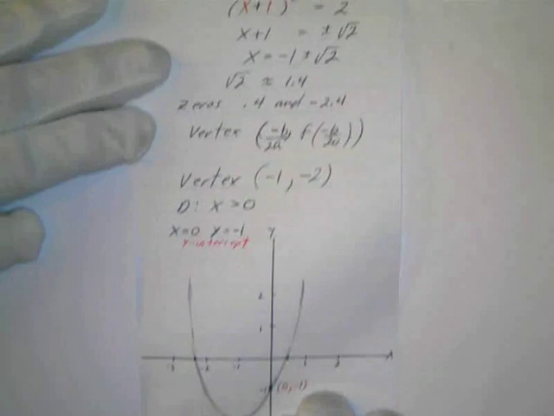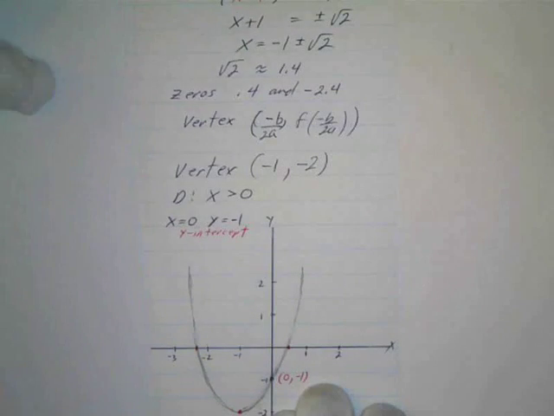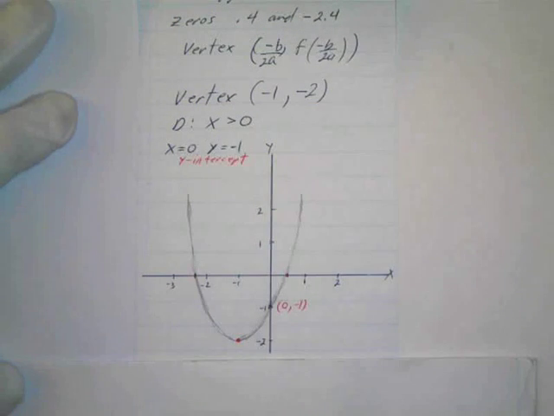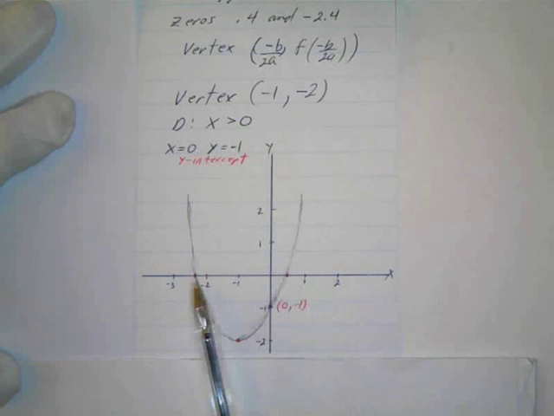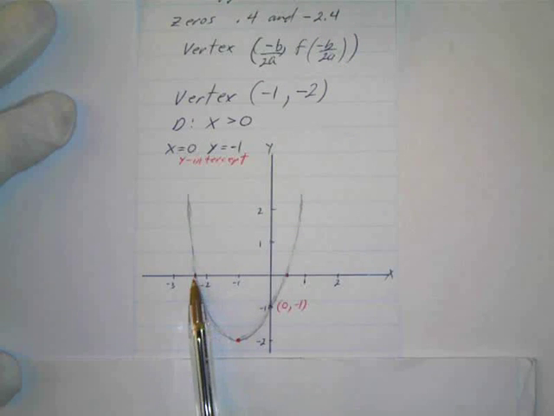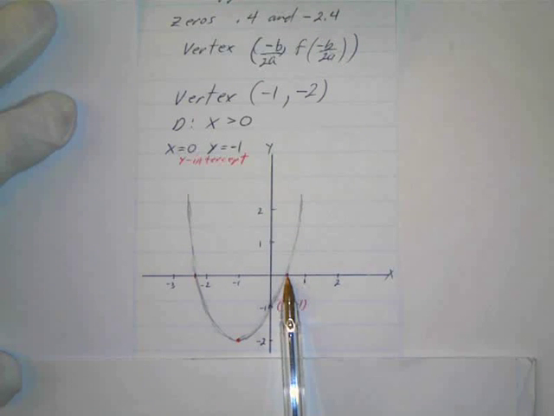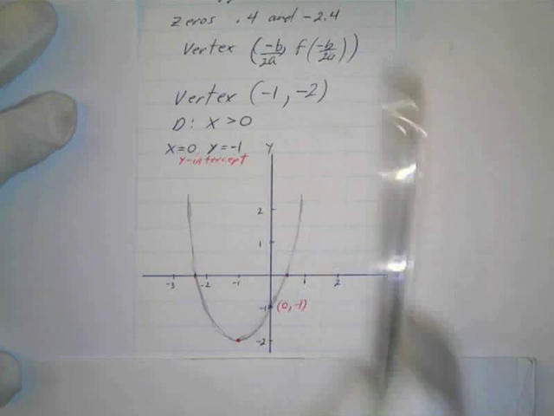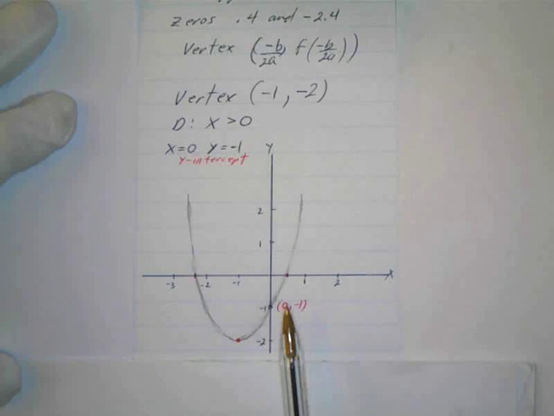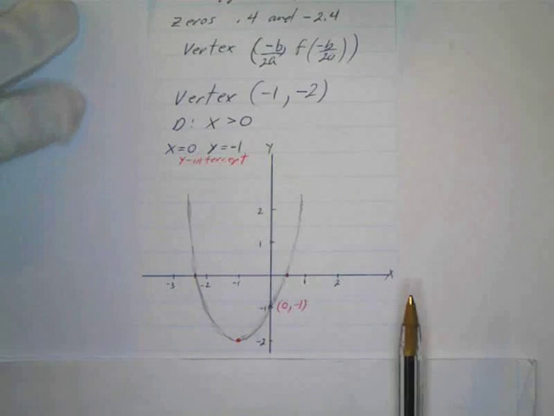And here we have it. And it's not a bad thing for you to do this, and you'll see why in a moment. Okay, so these are my intercepts. This is -2.4, and this is my 0.4. And my y-intercept was when x is 0, y is -1, so there's my intercept. And my vertex was (-1, -2). So this is what the parabola looks like, except the domain is restricted so that x is greater than 0.